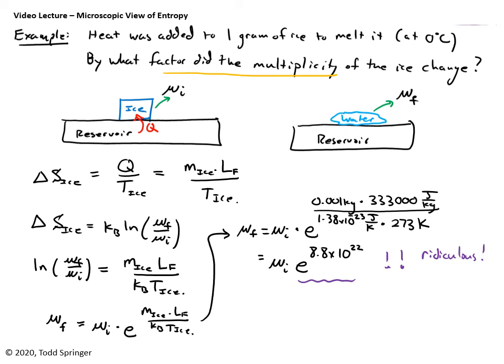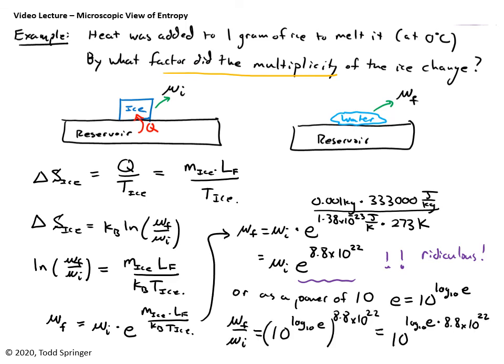Sometimes people like to express this as a power of 10. You can just convert it from log base e to log base 10 as follows. I can use e is equal to 10 to the log base 10 of e, like this. So then I would get something like this, just converting the e into a power of 10. And this exponent, I'm out of space here, but let me write it up here. Omega F over omega I is equal to 10 to the power 3.8 times 10 to the 22.